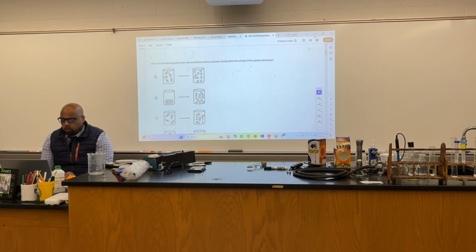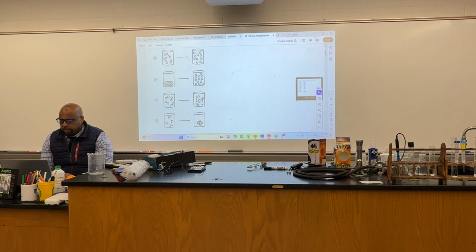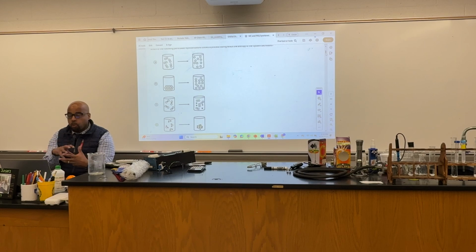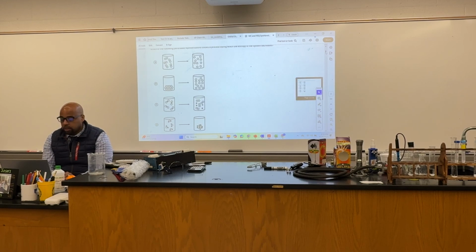I think we looked at this one yesterday or the day before, and we said that the one that shows the entropy decreasing is going to be what? D. D is clearly coming together and more organized in that case. So delta S would be a negative value, since we see the entropy decreasing.